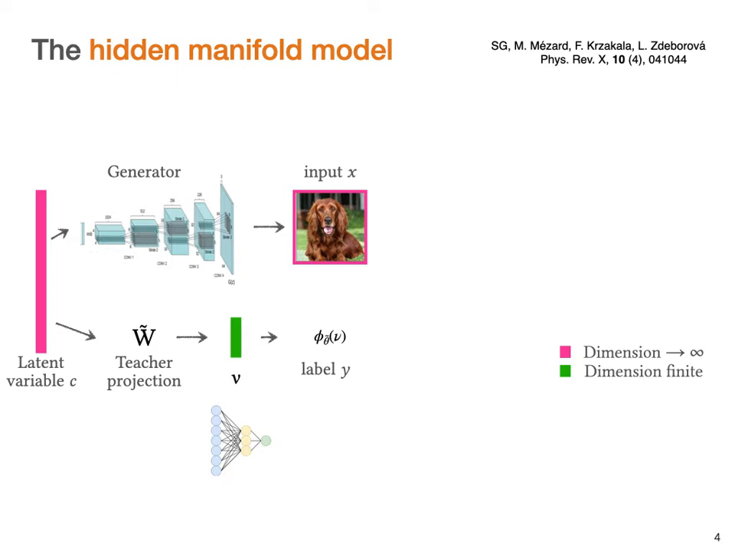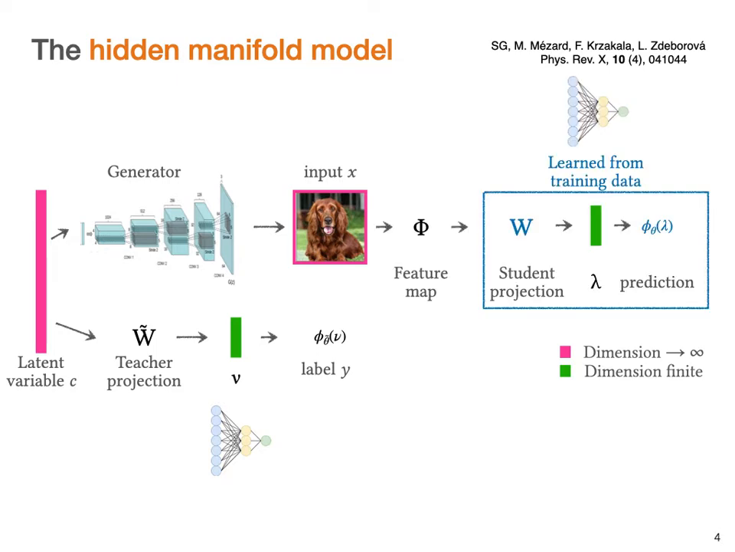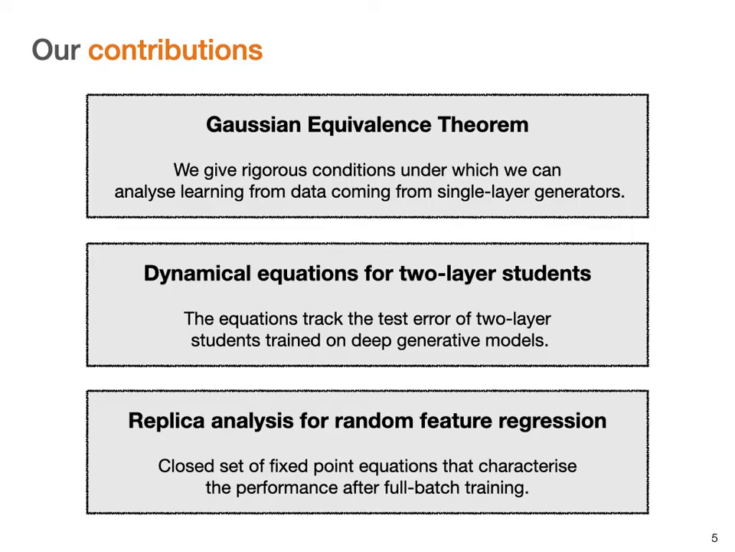This is how you generate data, and then once you have that data, you can apply a static feature map, and then importantly, you can train a neural network on those features. And this is what is learned from data, the weights of this network. The contributions that we make in our paper are threefold.